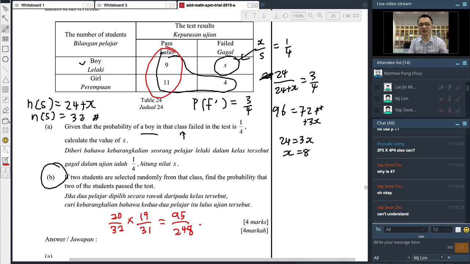Yeah, of course you can write it in decimal. It's something like 0.3831.